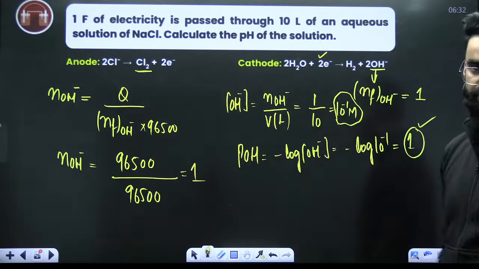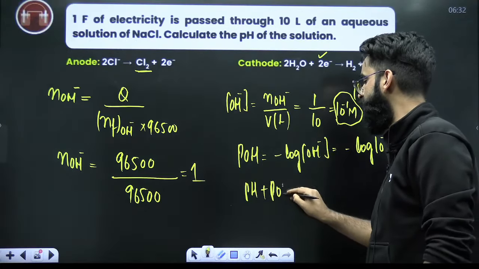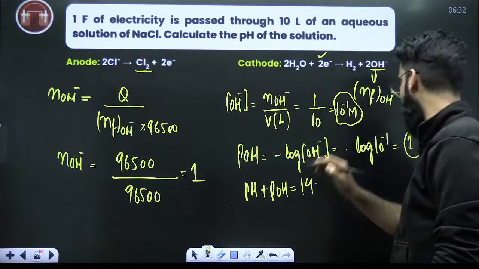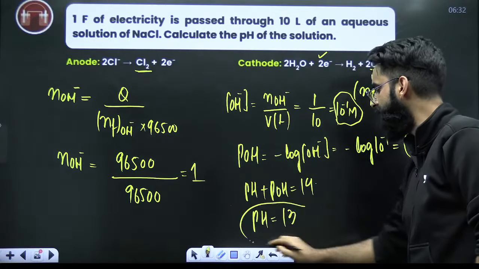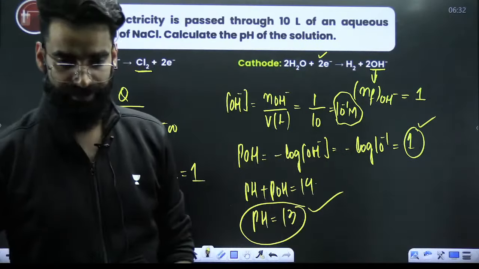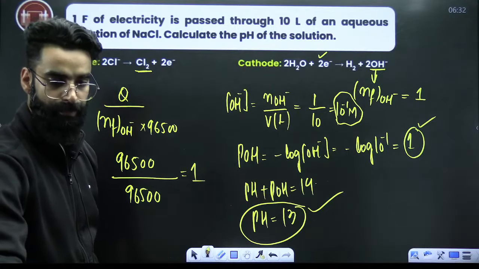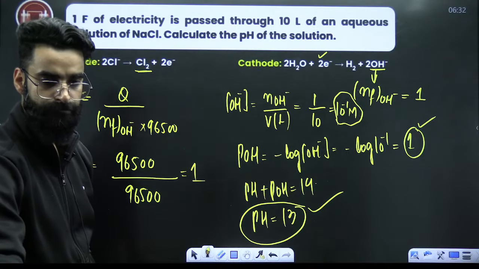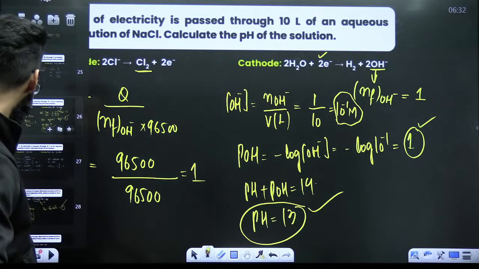If you've got the pOH, you know at 25 degrees centigrade, pH plus pOH is always equal to 14. So pH from here will be equal to 14 minus 1, which comes out to be 13. Is this clear, people? Let me know in the chat quickly. Done?